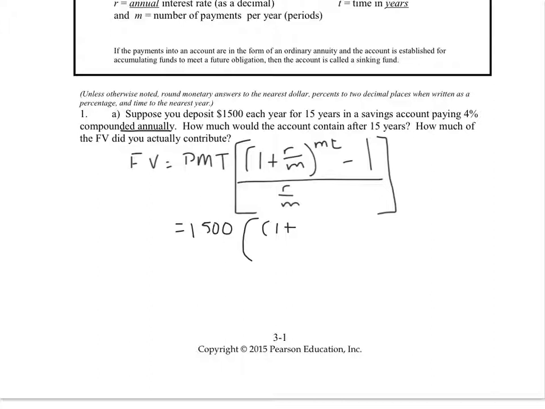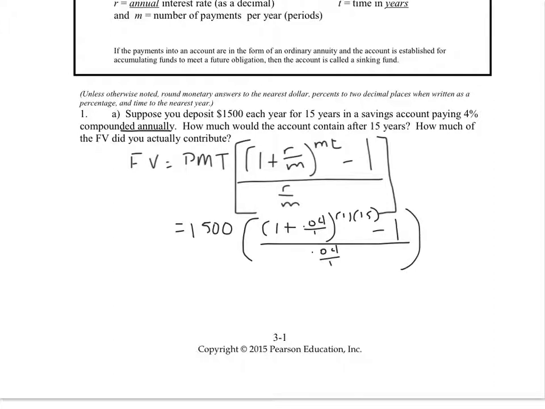So we'd have 0.04 divided by 1, which is obviously just 0.04, raised to the 1 times our T, which is 15 years. So it's going to be raised to the 15th power. Now notice you have to subtract 1 from that, and then the entire amount you just calculated will be divided by your R, which is 0.04, divided by M, which is 1.